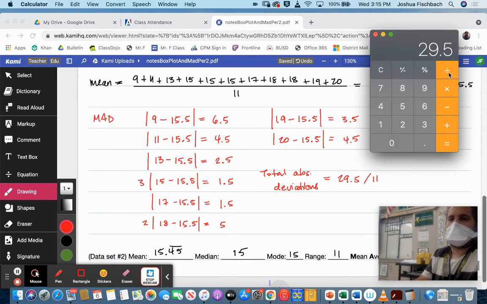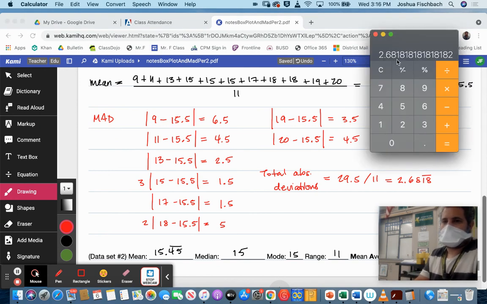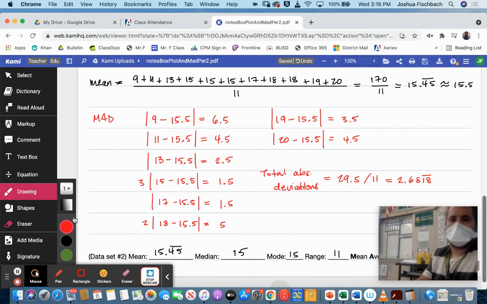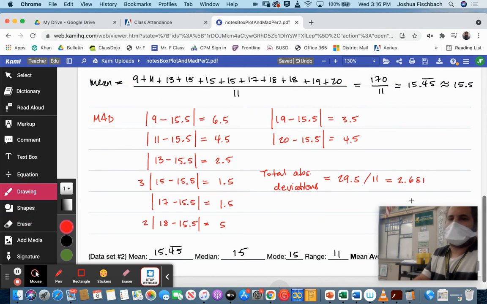So our MAD in our case is 29.5 divided by 11, which is 2.6818181818. So that would be, let me write that a little nicer. 2.6818181818. So like that. I think you could probably actually do 81. Let's just do 81. So you can do 2.681 and put the bar over the 81, because that's going to still be 181818 forever and ever. All right, so there's our answer.